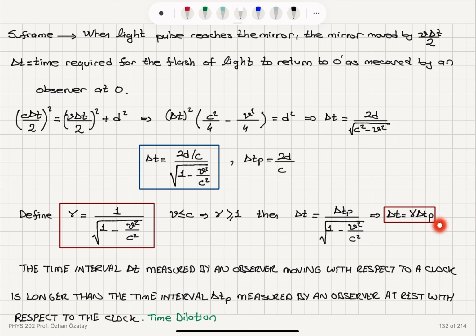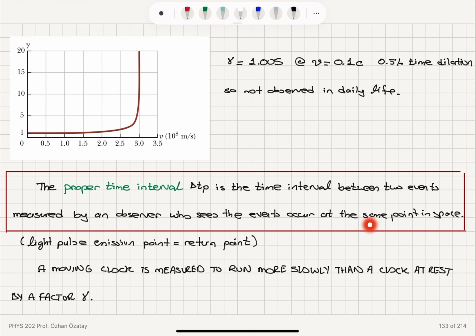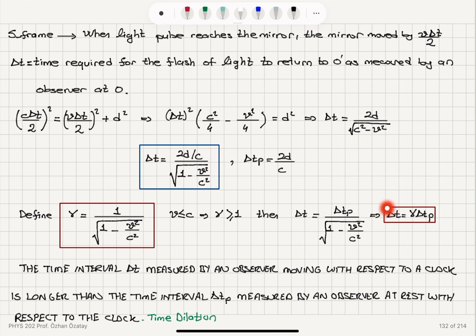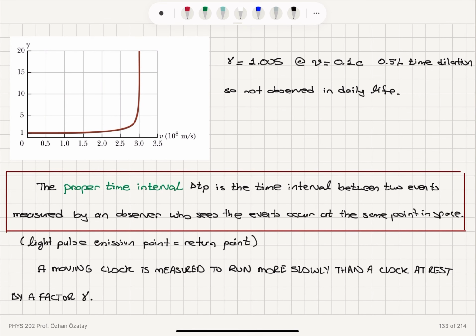So what do we mean by delta Tp? Proper time interval. Proper time interval is the interval measured by an observer at rest with respect to the clock. And this person will record the event to occur at the same point in space. So the two events, the start point and end point, should be the same point in space with respect to this observer. Once we find the proper time interval, we multiply it by gamma to find the time interval measured by the person that is watching the event from the Earth reference frame.